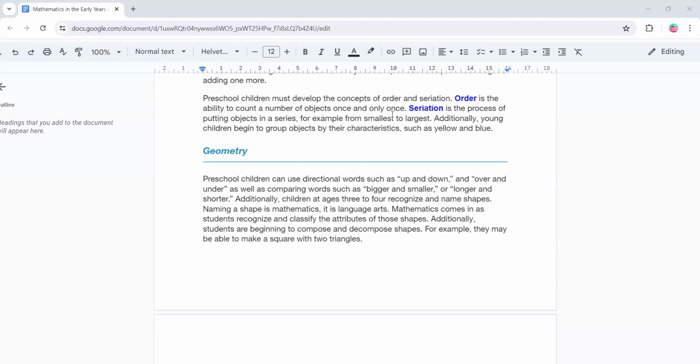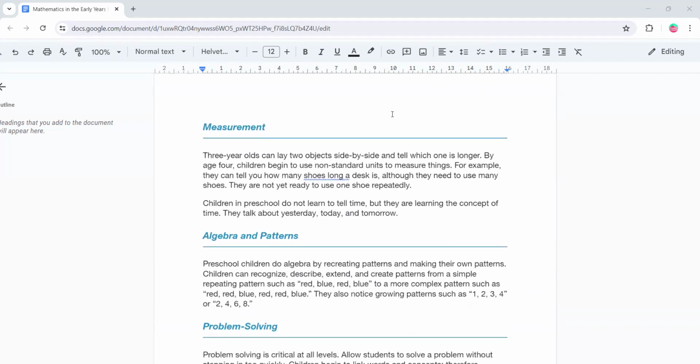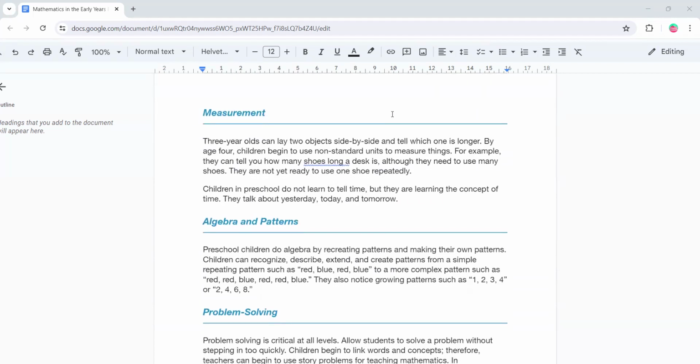So these kinds of skills, comparing skills, naming a shape, identifying a shape, come under the category of geometry. Okay, the next category that we are talking about is measurement. This measurement category also comes under the mathematics in early years.